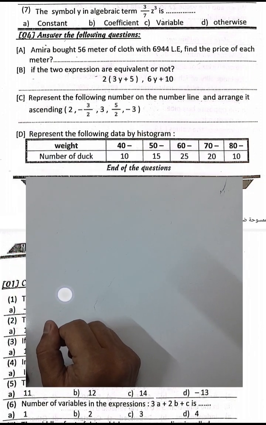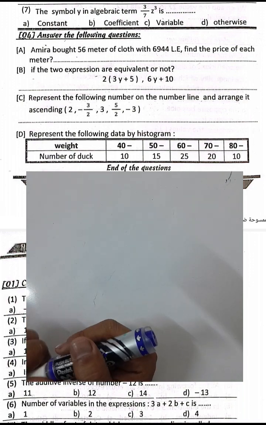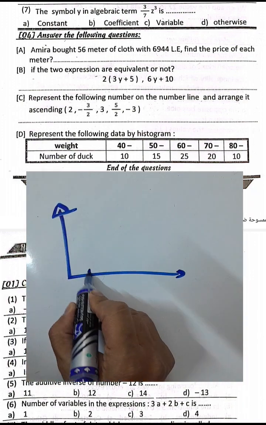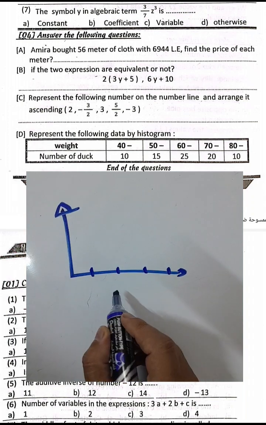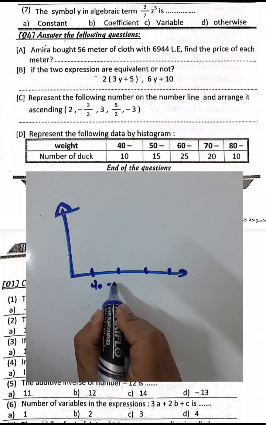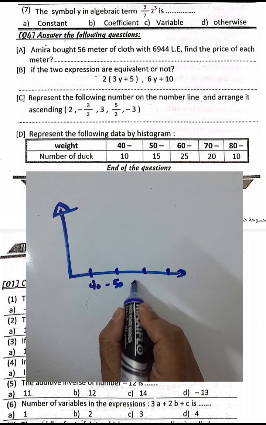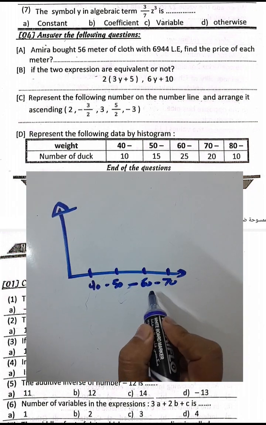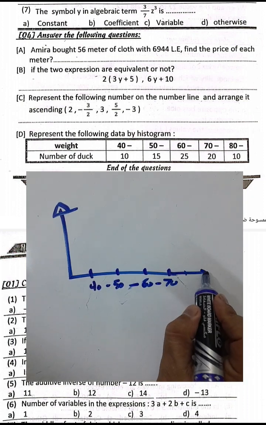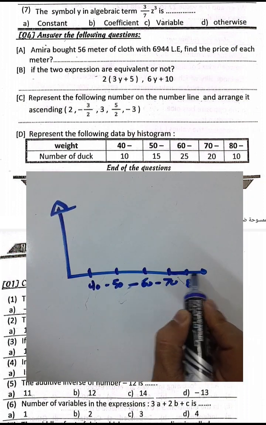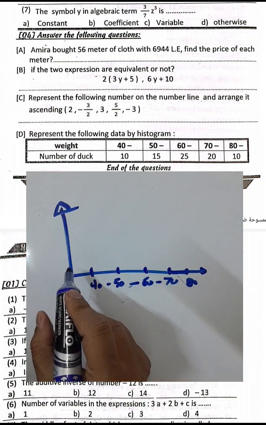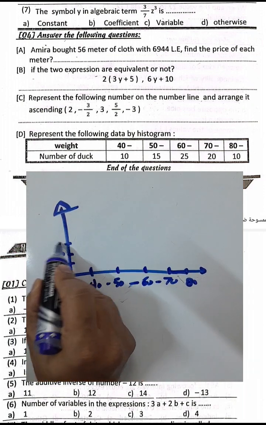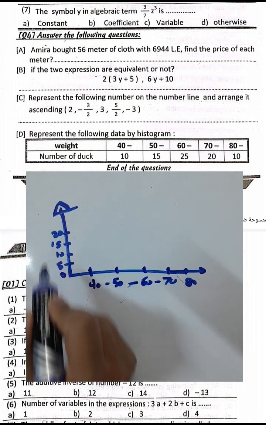Represent the following data by a histogram. We have intervals. This question is clear, okay? The first interval from 40 to 50, from 50 to 60, and 60 to 70, and 70 to 80. It's the last interval. And here the numbers go up to 25: 0, 5, 10, 15, 20.